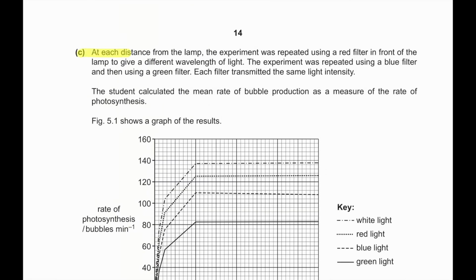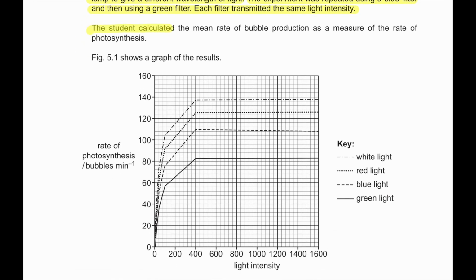Part C. At each distance from the lamp, the experiment was repeated using a red filter in front of the lamp to give a different wavelength of light. The experiment was repeated using a blue filter and then using a green filter. Each filter transmitted the same light intensity. The student calculated the mean rate of bubble production as a measure of photosynthesis. Figure 5.1 shows the graph of the results.